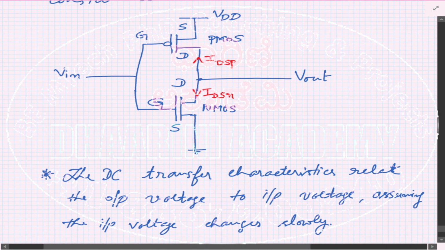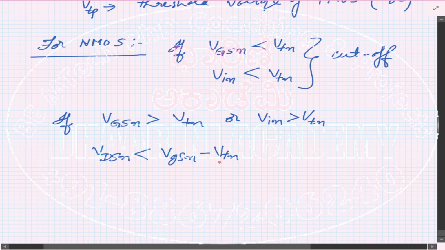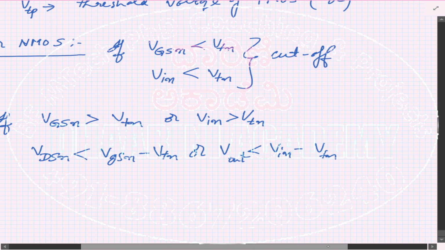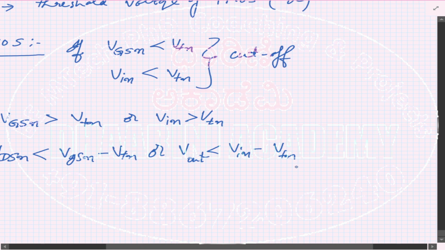Hope you are fine with that, right? Okay, so the same condition I can write in another way, where VDS is nothing but V out, correct? Or V out is less than V in minus VTN, because VGS is V in minus VTN. I can write it in any of these ways, correct? So if this is the condition, then the NMOS is in which region? It is in the linear region.